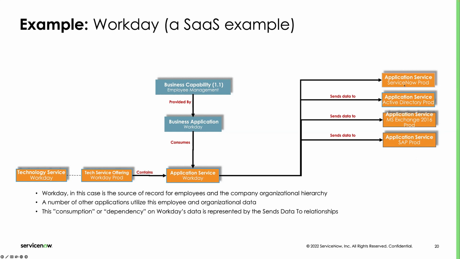This list would actually be hundreds over here on the other side that depend upon the data from Workday. So we have this data dependency. This is why we create an application service for a SaaS application. We create a business application so that we understand it at the high level, the design and strategic level. We create the application service to represent the production instance. And if we had a dev and a UAT, I might also represent those as well.